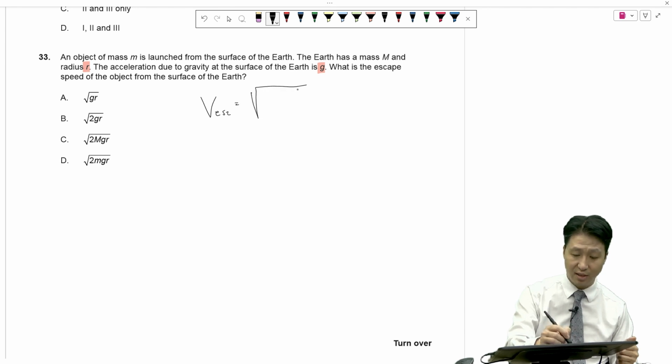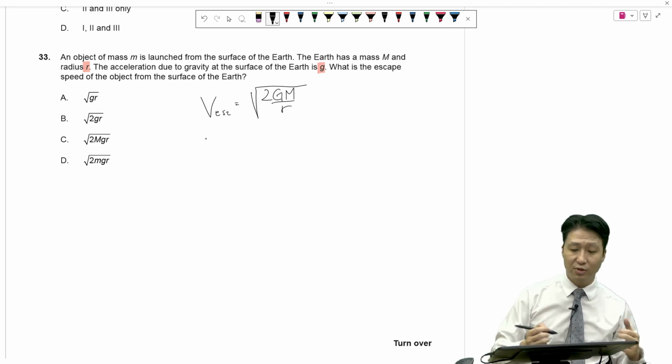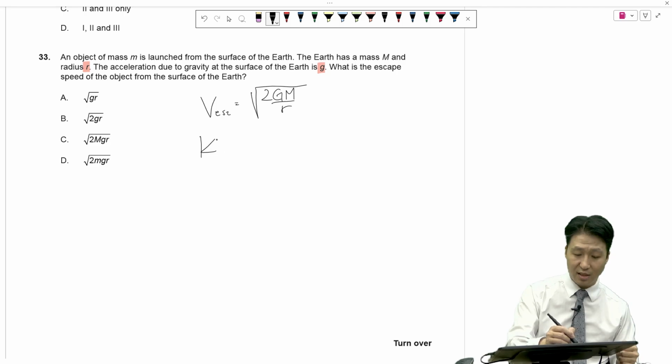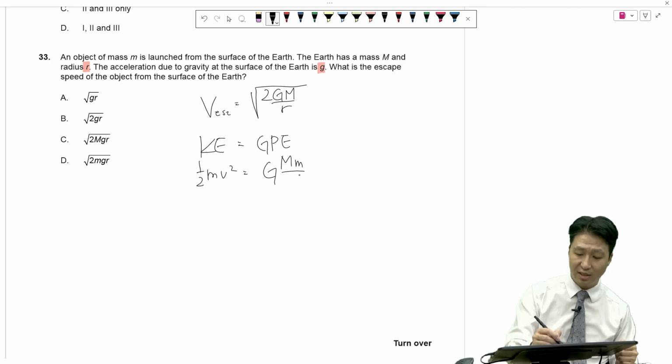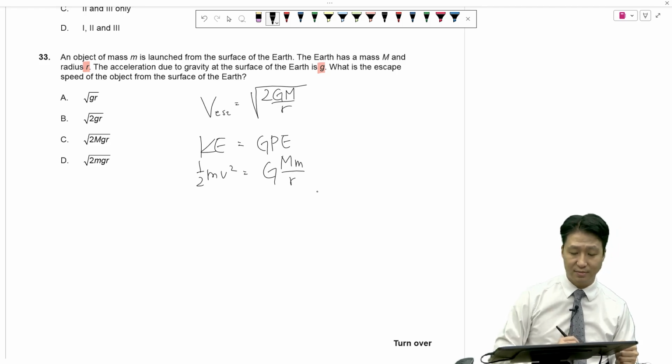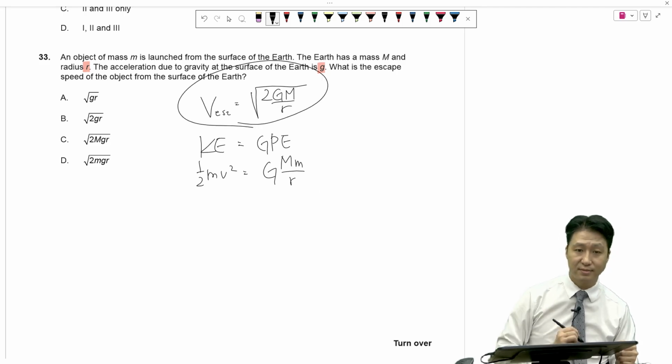Escape velocity is the square root of 2GM over r. And the reason it's 2GM over r is because the kinetic energy, if you want to escape, has to be equal to the gravitational potential energy. So 1/2 mv squared is equal to the gravitational constant, mass of the planet, mass of the object, over the distance. And this gives you this equation.